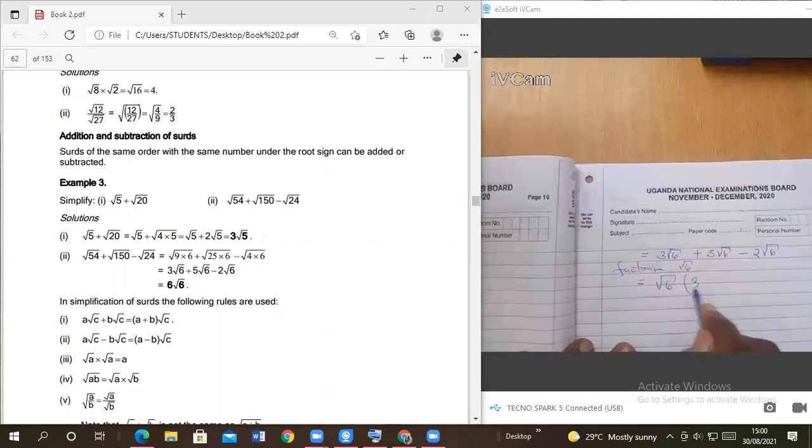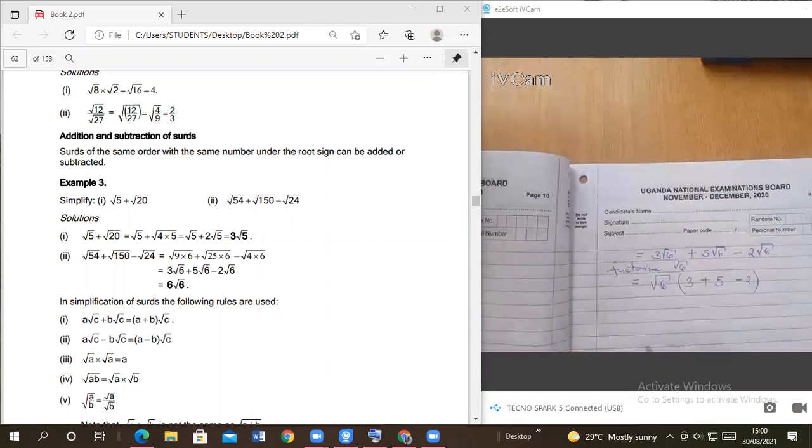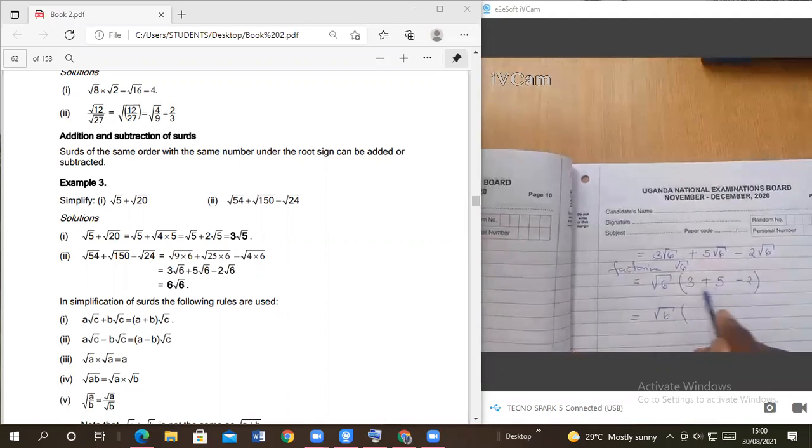So when you factorize that root of 6, what do you remain with here? You remain with 3 plus 5, then take away 2. So you'll have root of 6 into 8 minus 2. This one will give us 6 root of 6.